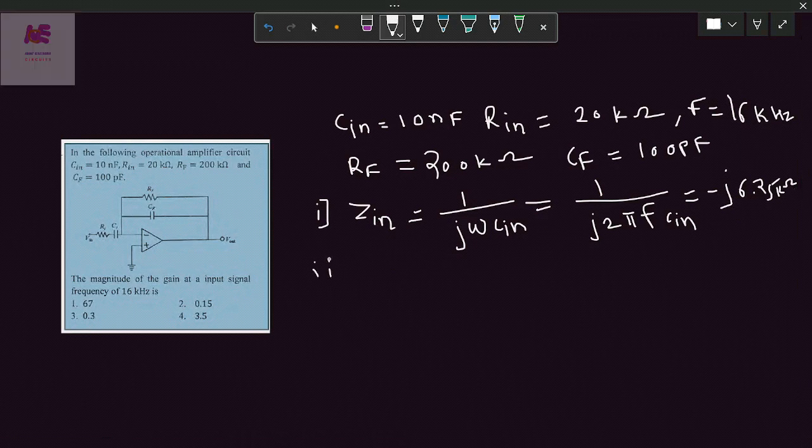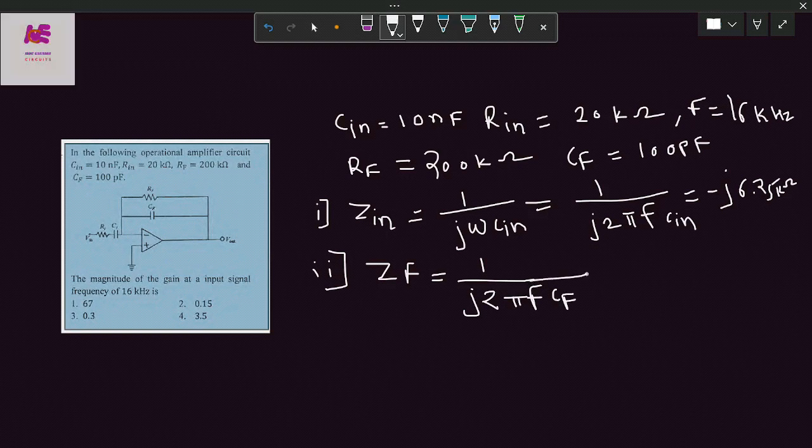In the same way, with the same formula, we take the reactance of the feedback capacitor, 1 upon j 2 pi f CF. We know the frequency is 16 kilohertz and the feedback capacitor is 100 picofarad. So what I'm getting is minus j 62.5 kilo ohm. So first of all, we found the reactance of the input capacitor and the reactance of the feedback capacitor.